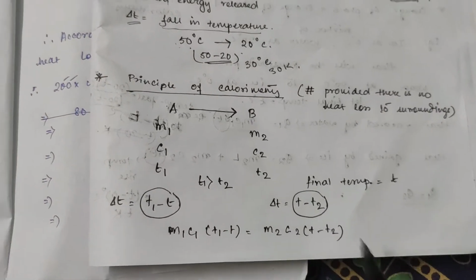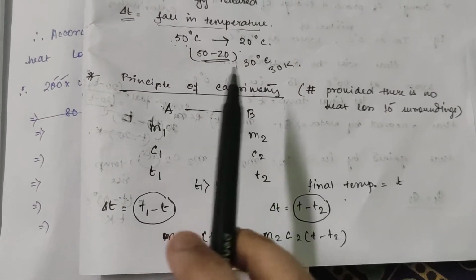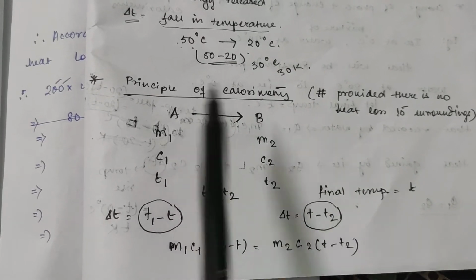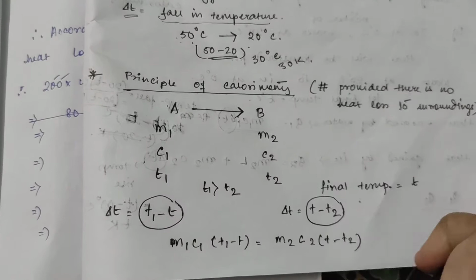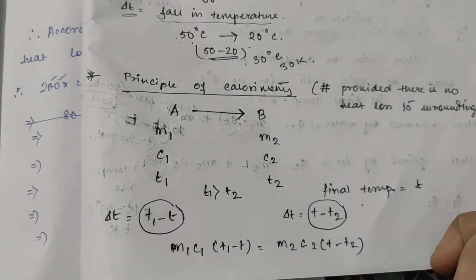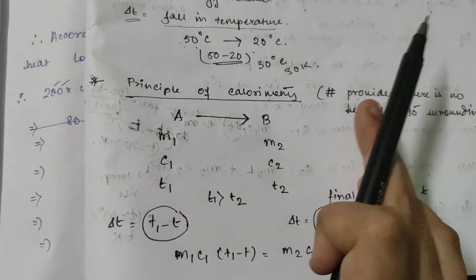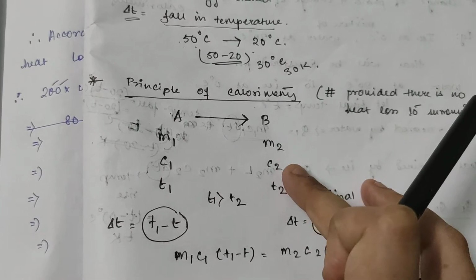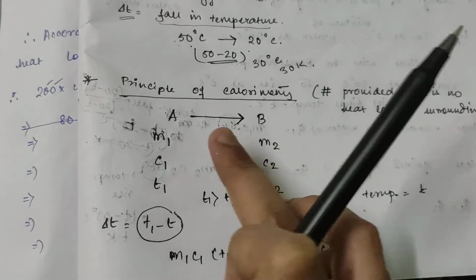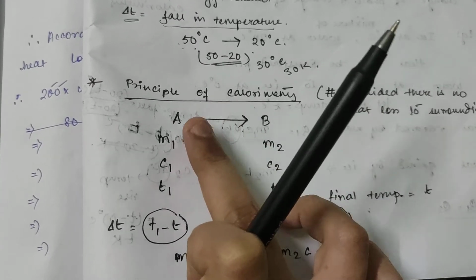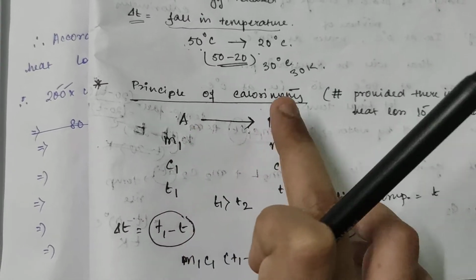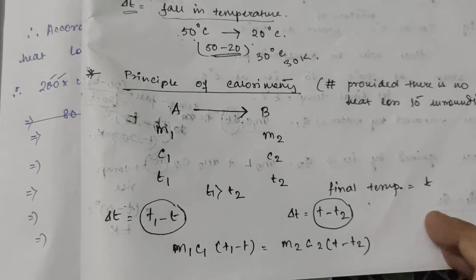Next is the principle of calorimetry. Say you have two bodies A and B. A is having mass M1, specific heat capacity C1, temperature T1, and B, mass M2, specific heat capacity C2, temperature T2. Now say A is a hotter body. A is hotter than B. That means the temperature of A is greater than B. Okay, so T1 greater than T2.